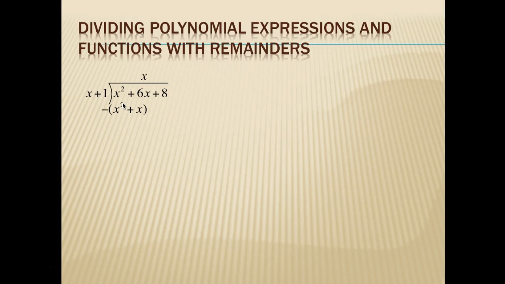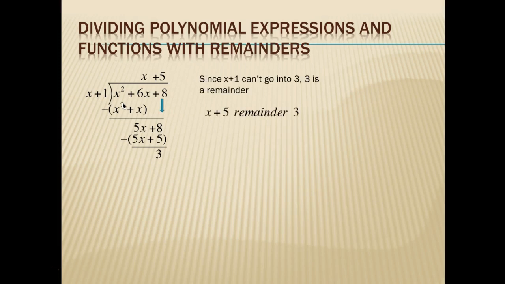Subtract. Bring down. X goes into 5x 5 times. Multiply. Subtract. I have a remainder of 3. But I can't write it like this in my math lab, so I need to write it as my answer, x plus 5 plus 3 over my divisor.